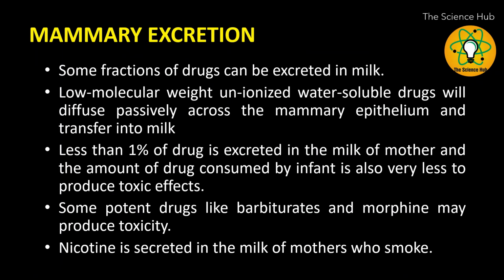Now we will see mammary excretion. Some fractions of drug can be excreted in the milk. Low molecular weight unionized water-soluble drugs will diffuse passively across the mammary epithelium and transfer into milk. Less than 1% of drug is excreted in the milk of the mother, and the amount of drug consumed by the infant is also too small to produce a toxic effect. Some potent drugs like barbiturates and morphine may produce toxicity. Nicotine is secreted in the milk of mothers who smoke.